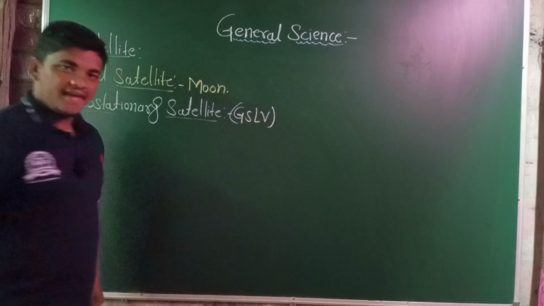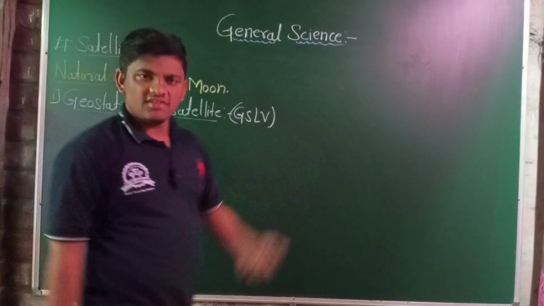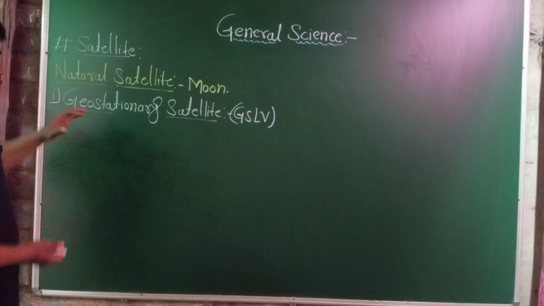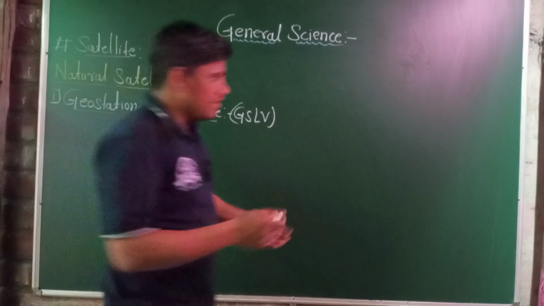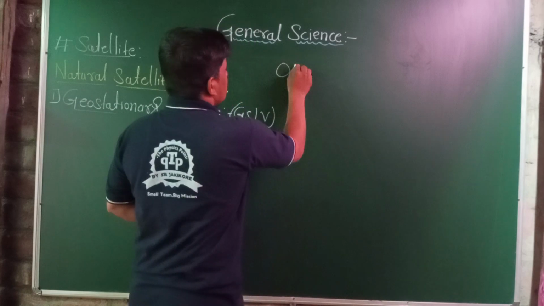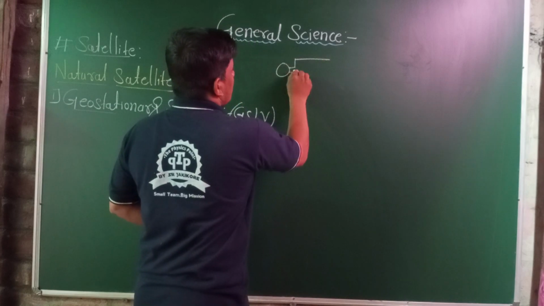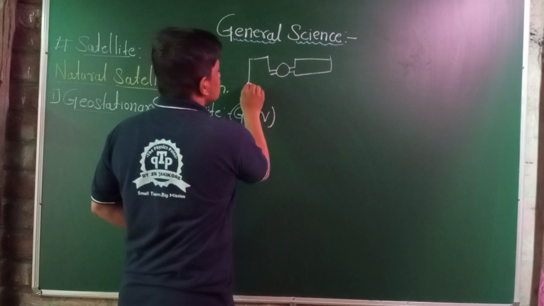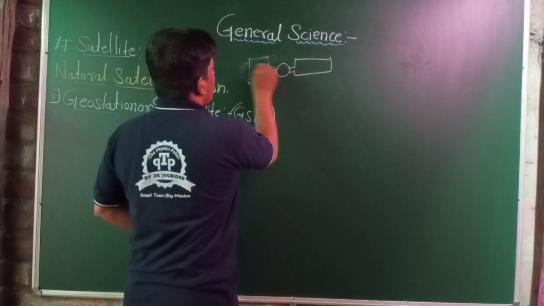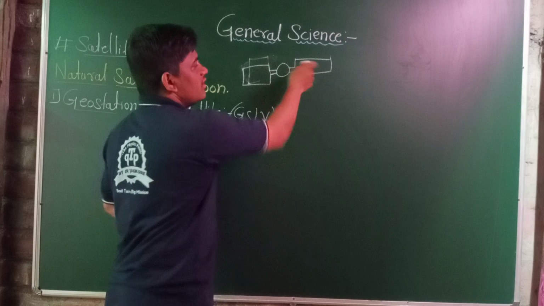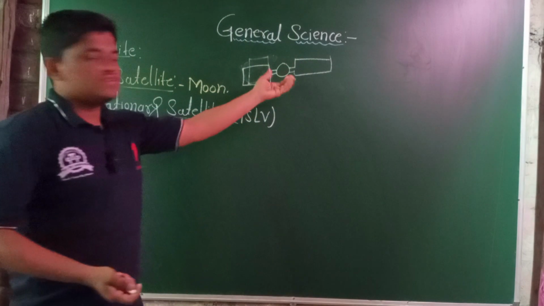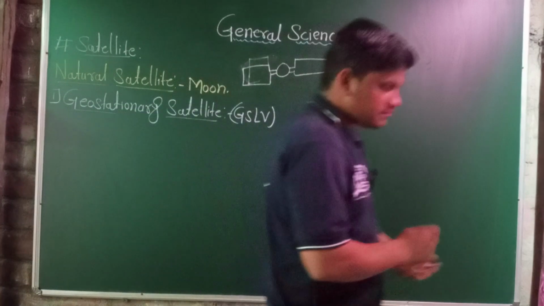Geostationary launch vehicles. These rockets are known as geostationary launch vehicles. These geostationary satellites are one of the types of satellites. This is the basic diagram of the satellite. Both plates are symmetric, and this is on a certain orbit.